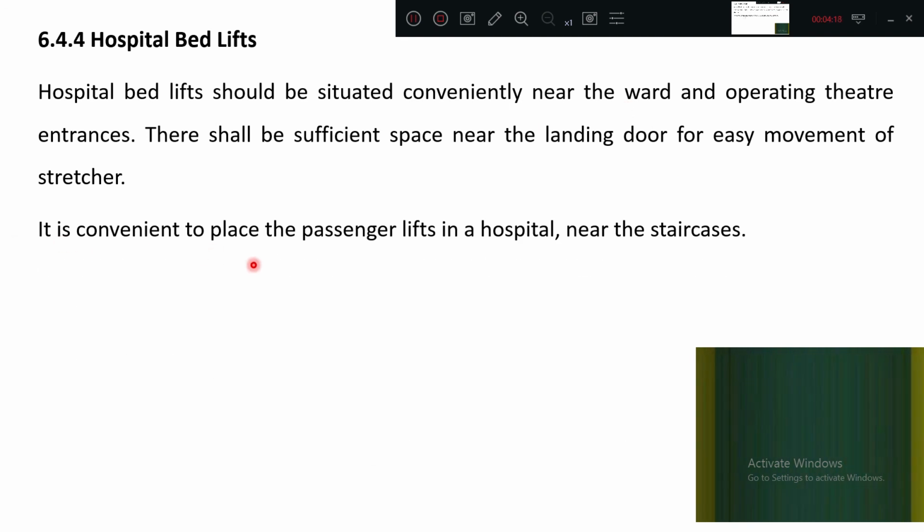It is convenient to place the passenger lifts in a hospital near the staircase. Very important. Near the staircase.